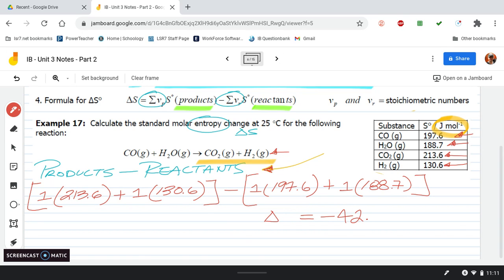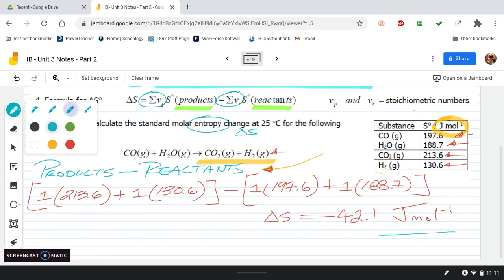Delta S, sorry. Delta S is negative 42.1, and it's joules. And so understanding that when we find this, it's going to be in joules per mole as opposed to kilojoules. And that's going to be a real problem later on. So just make sure that you note that. So that unit is important.